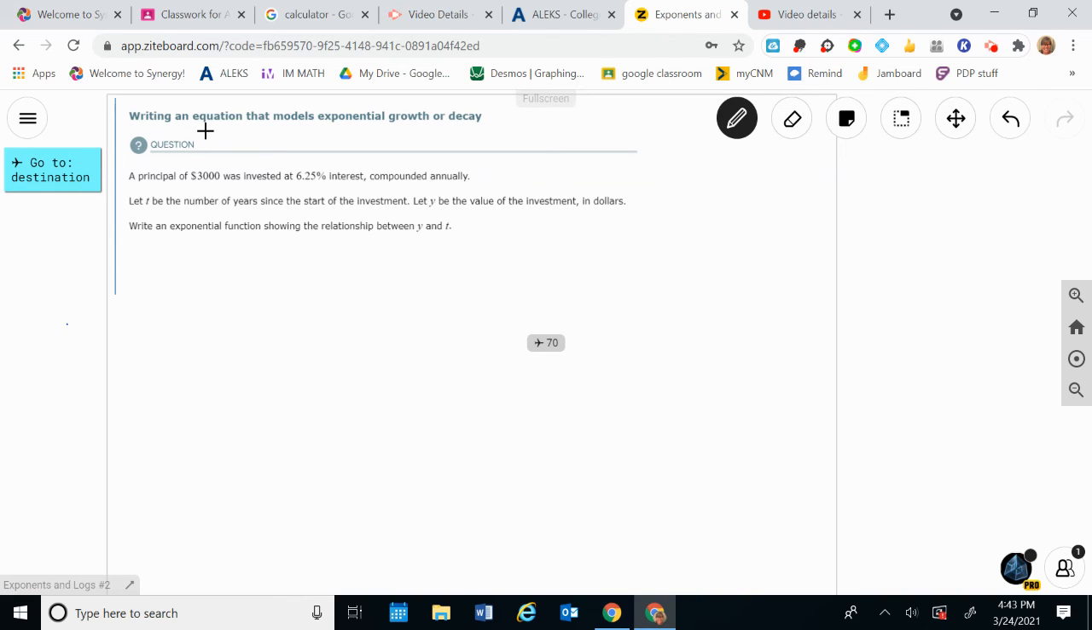All right. Writing an equation that models growth or decay. So now you need to start knowing what you're doing. So this is y is equal to a, initial amount, base rate to the time. Principal of 3,000. Okay, that's your initial amount. Was invested at 6.25. Okay, wait, hang on a second. 6.25 interest. Ooh, this is money.